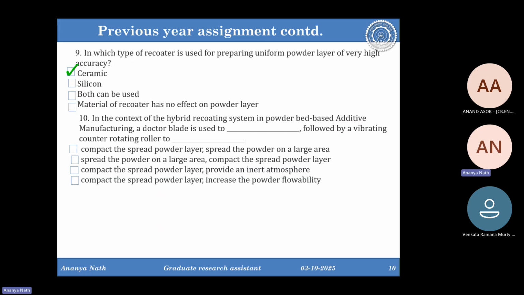In the context of hybrid recoating system in powder-based AM, the doctor blade is used to spread the powder, followed by vibrating the counter-rotating roller on a large area to compact the spread powder layer.